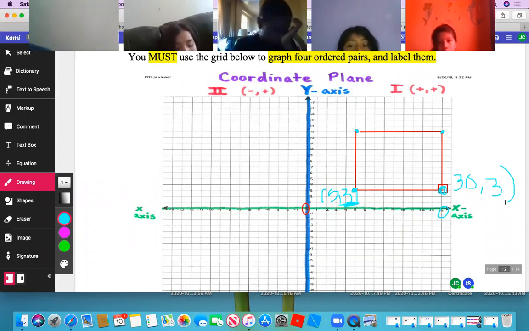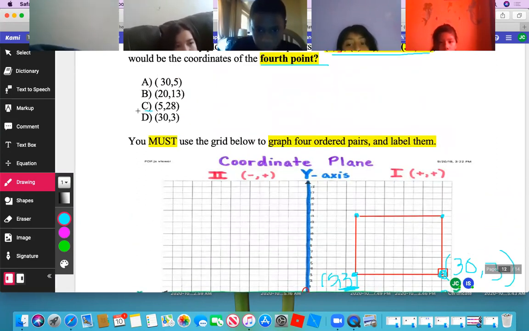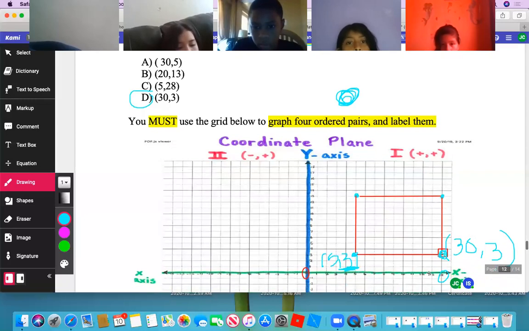33. Does everyone see how it made a rectangle? So the fourth point would be 30, 3. So we would pick choice D. There's no way it's going to be 528 because 513's here, and if I go to 28, I'm going to be here, and there's no way. There's no way it would be 2013 because it's not going to make a rectangle. And there's no way it would be 35 because it would be over here, and that would make a different shape, right?